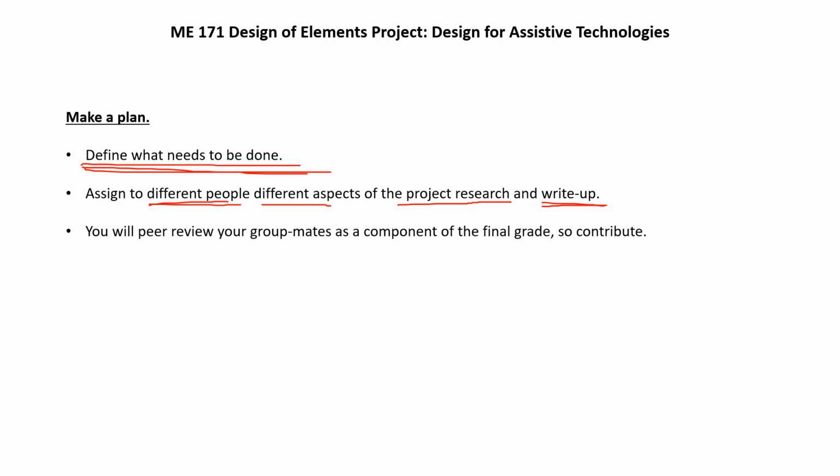Now, one thing that I do want to mention with these group projects is there is going to be a peer review. We're going to review your teammates as well as yourself, and this is going to go towards a component of your final grade. This is to ensure that everybody is contributing.